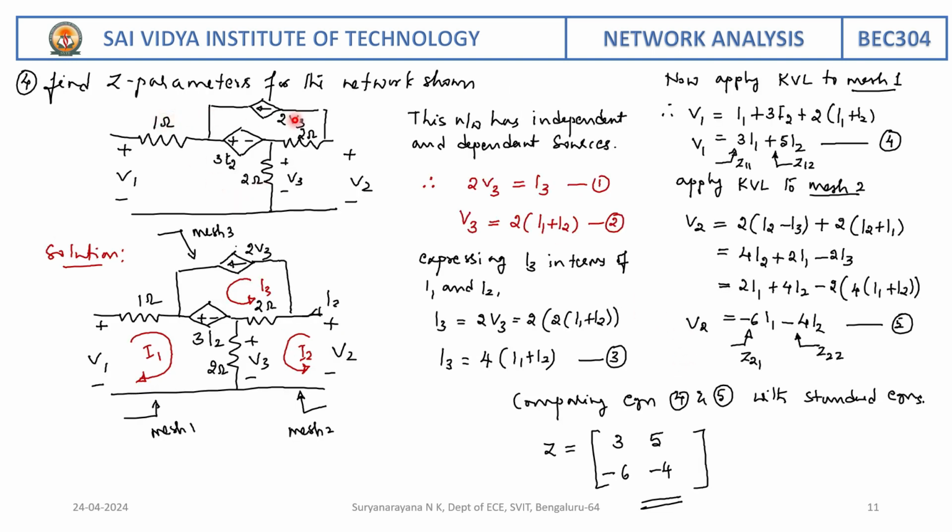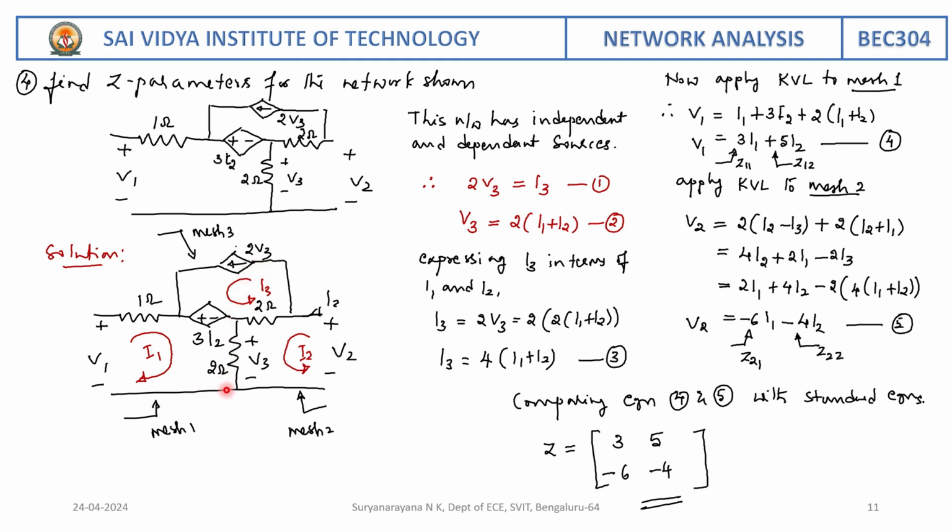So this is the solution for the next problem, which consists of dependent current and voltage source here. We are going to analyze this network. As this network has independent and dependent source, so on observation here, there are three mesh, I1, I2 and I3 currents are marked. Here we are going to see the current, that is 2V3 is equal to I3. That is the first equation we can write, because in mesh 3 current I3 is given by 2V3.